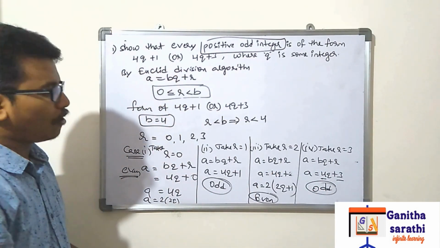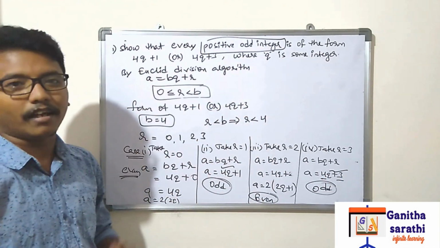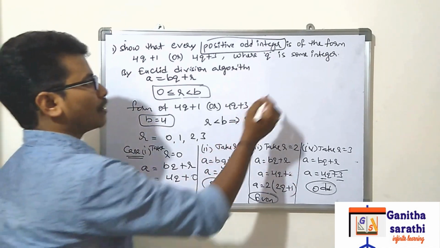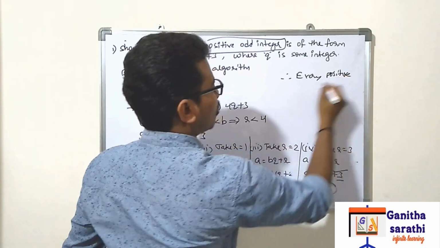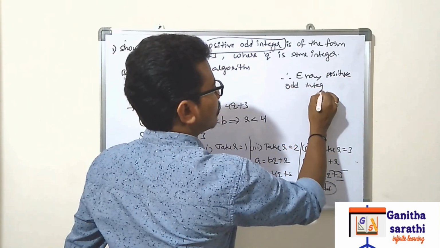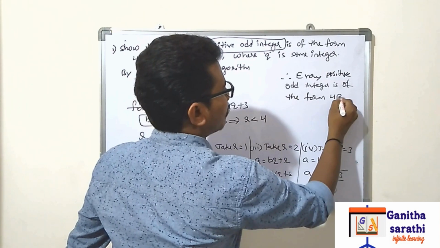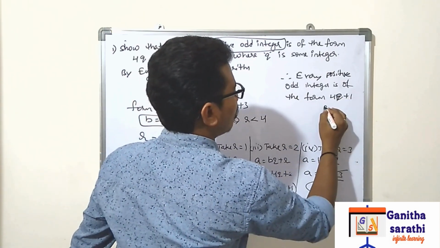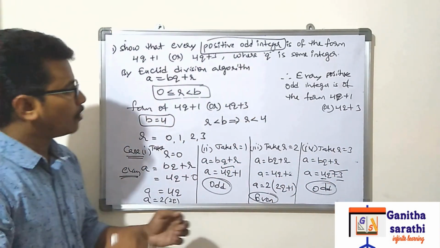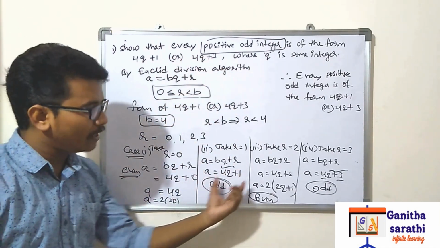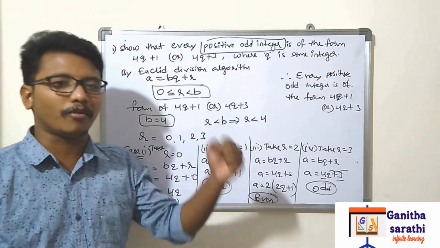So only two forms we got. What are they? 4q plus 1 and 4q plus 3. So our condition is satisfied. At last, what conclusion should you write? Therefore, every positive odd integer is of the form 4q plus 1 or 4q plus 3. See here, 4q plus 1 and 4q plus 3 are the only odd forms we got. These two are the even forms. Understood? So let us move on to the next problem.